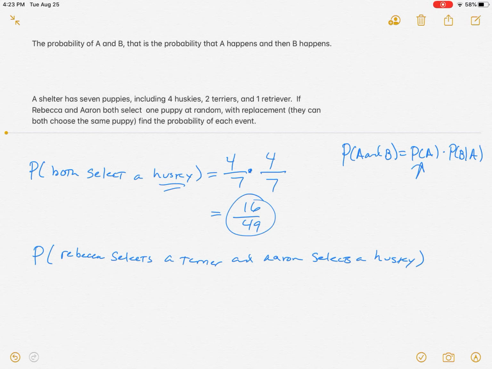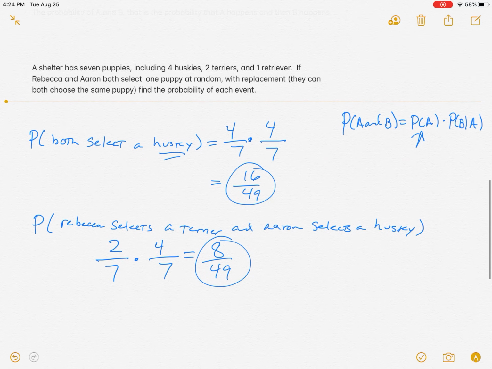Let's let Rebecca go in and get her terrier. How many animals is she looking at? 7. How many are terriers? 2. And then again, we're not removing them. We're replacing that dog. So maybe she picks up the dog and says, I want this terrier. And they say, great, and they put it back. And then Aaron walks in and he's still seeing 7 dogs. And how many are huskies? 4 of those 7 dogs are huskies. And so now we get 8 over 49, and we're moving on.